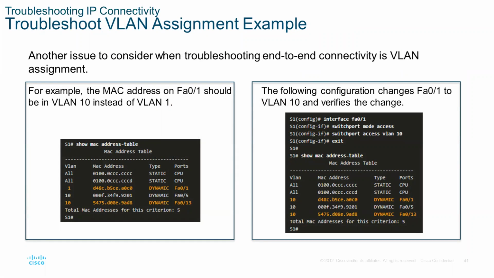If you have VLANs, check to make sure your port numbers are assigned to the correct VLAN. You may have made a typo, or somebody else may have made a typo, and in this instance here we have an interface that is telling us that it's on port VLAN 1 and it should be on VLAN 10. So it's a fairly quick fix. You go into the interface, switchport mode access, switchport access VLAN 10, problem solved.